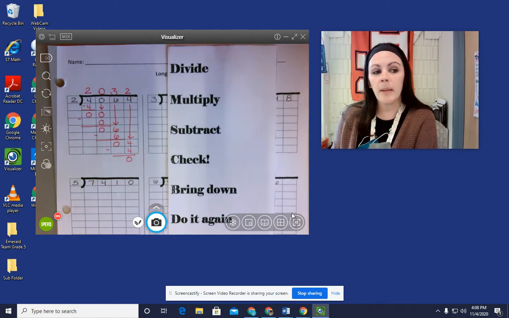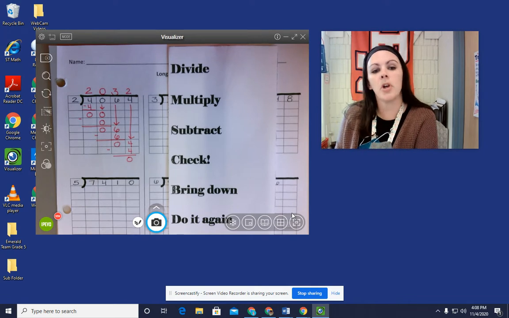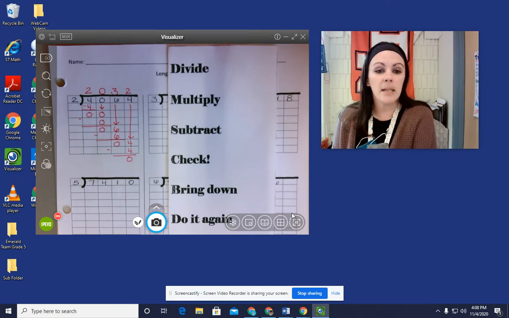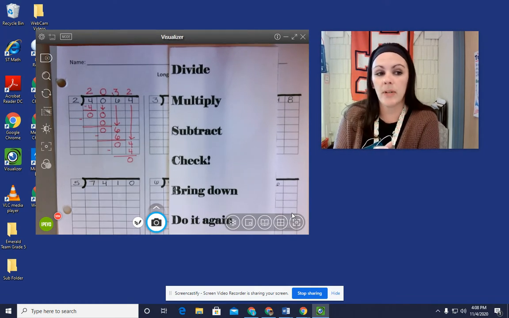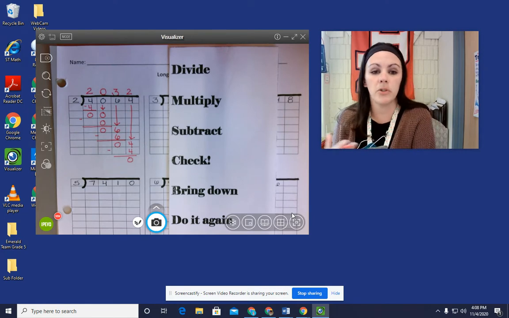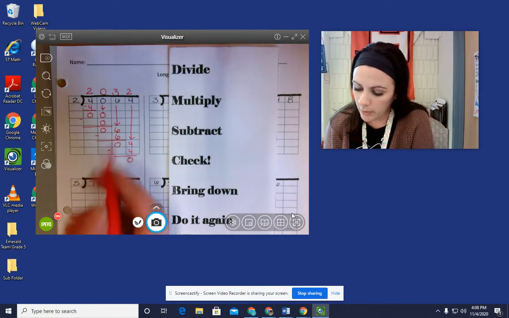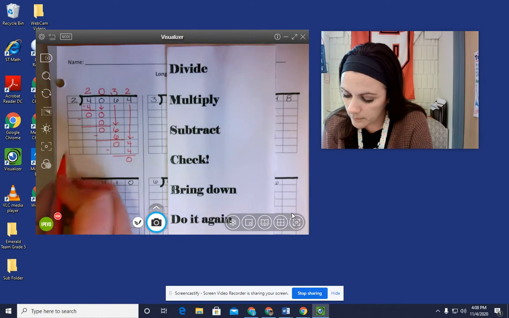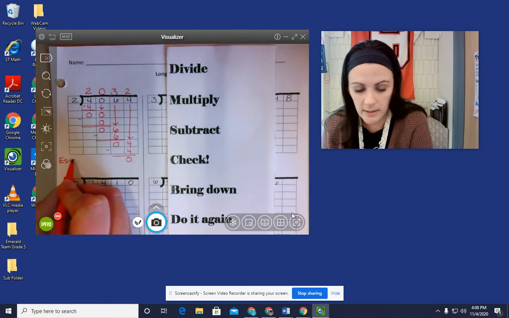Now, you'll notice on the paper it doesn't ask you for an estimate, but we should always make sure that we put one in. Sometimes you can do it before you start. Sometimes you can do it after. It doesn't really matter as long as you check your work. I'm going to put it right under this box here, my estimate.